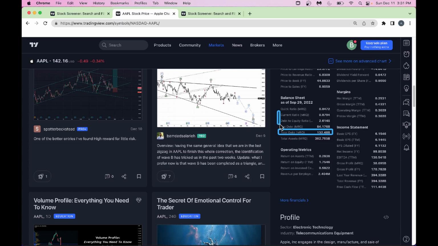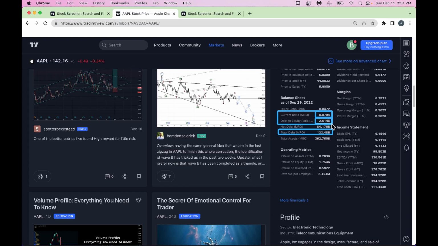We got current ratio and debt to equity ratio. For Apple, current ratio, which is current assets by current liability, is slightly higher. It's 0.8. I love it when current ratio is above 1. And debt to equity ratio also for Apple, it's 2.